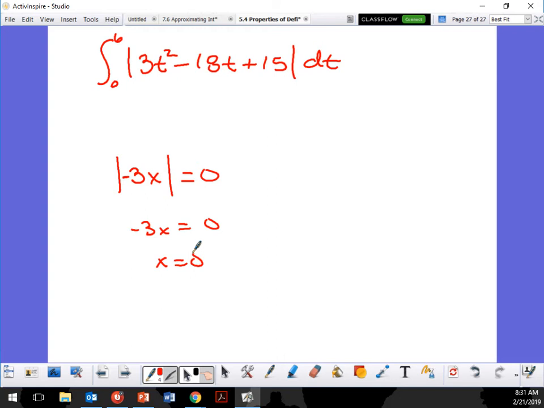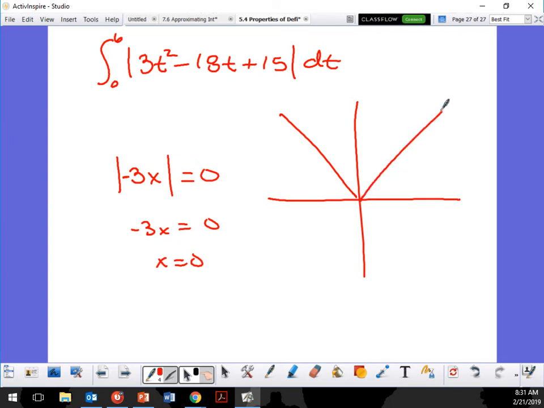So that means that my graph is going to look like this. My graph looks like this, of this absolute value function. And when it hits 0, what happens? It bounces back up, and it goes back this way, right? And so where does it equal 0?